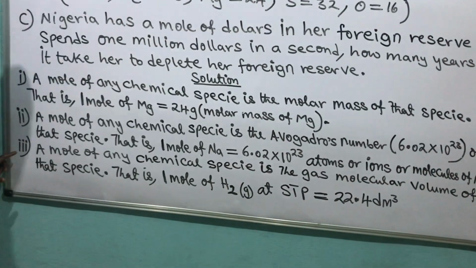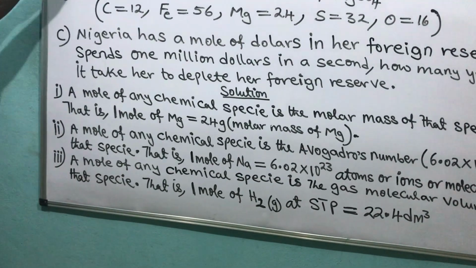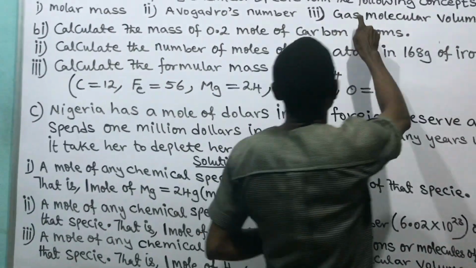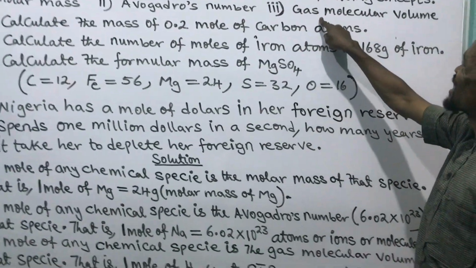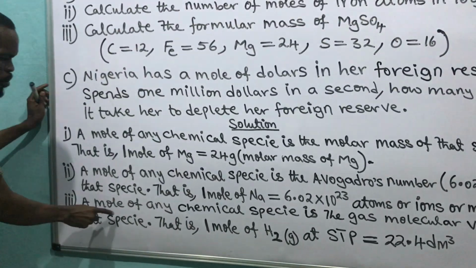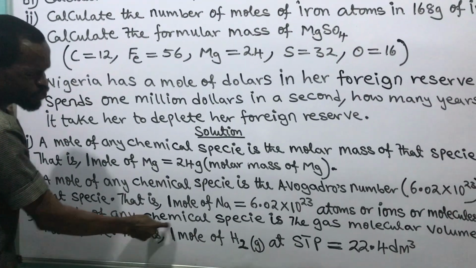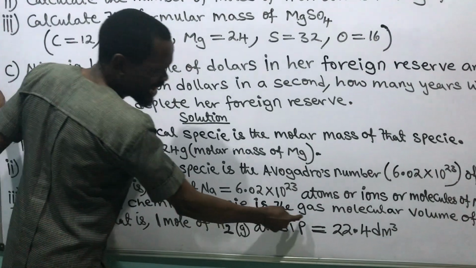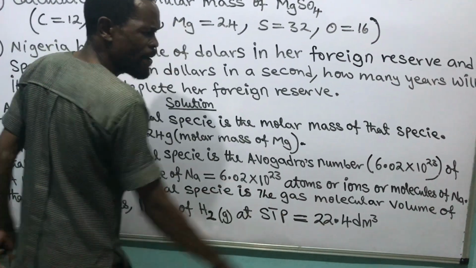Then we'll come to III. They say we should define mole in terms of gas molecular volume. When I say III, a mole of any chemical species is the gaseous molecular volume.